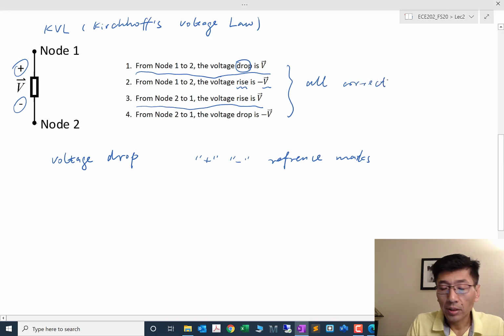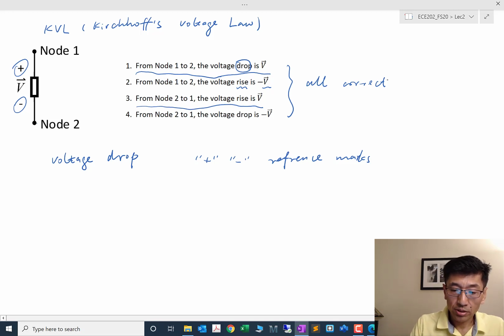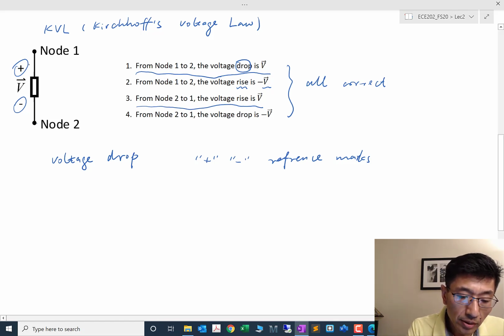Another possible layer of confusion is the actual value of the V, the phasor. The actual numerical value of the phasor voltage does not really matter at all for these statements. These statements are going to be correct as long as we define the plus minus reference marks. I hope that explains this.